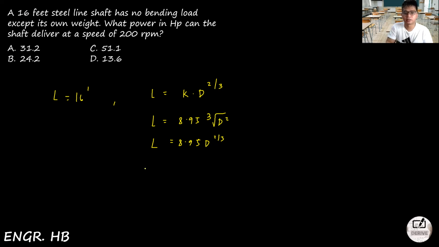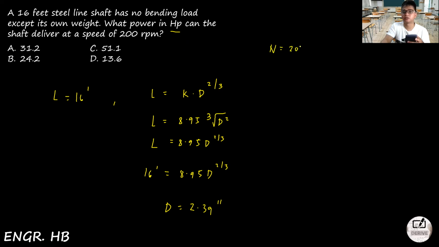So ayan, meron tayong 16 feet here is equal to 8.95 D raised to 2/3. So ang makukuha nating diameter is 16 feet divided by 8.95. Raise mo ng 1.5 kasi naka 2/3 ka sa kabila. So the answer is 2.39 inches. So diameter ba ang hinahanap? Hindi. Ang hinahanap is what power in horsepower. Can the shaft deliver at speed of 200 RPM?